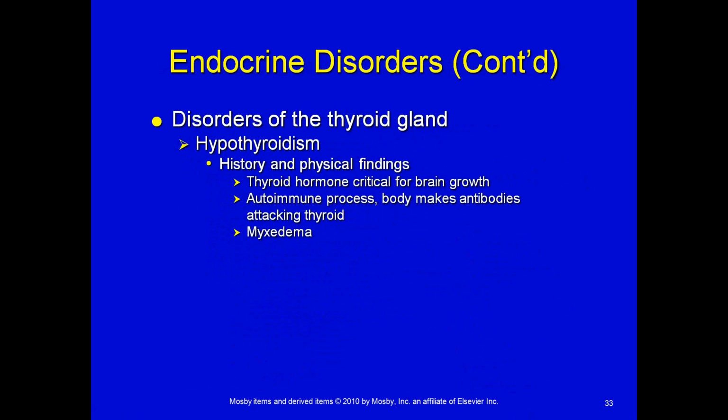In patients with hypothyroidism, they believe that this, like diabetes, is an autoimmune process where the body makes antibodies that actually attack the thyroid and destroy it, much like the destruction of the islets of Langerhans in the pancreas.